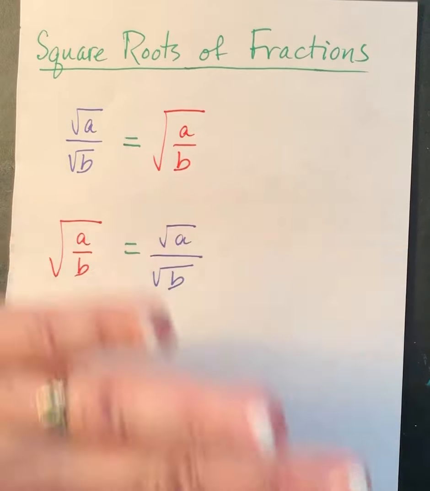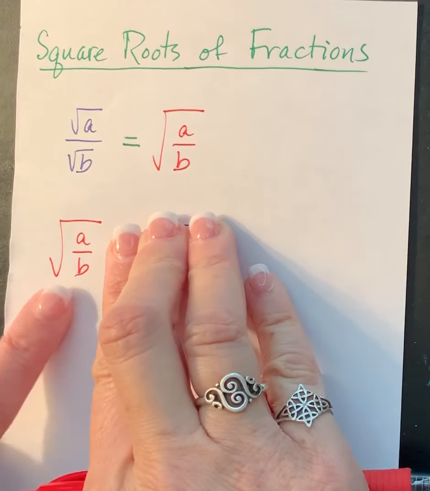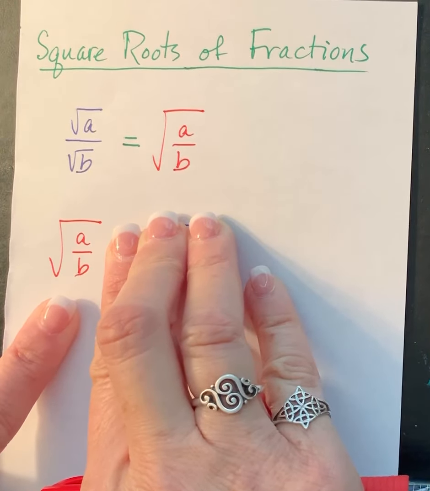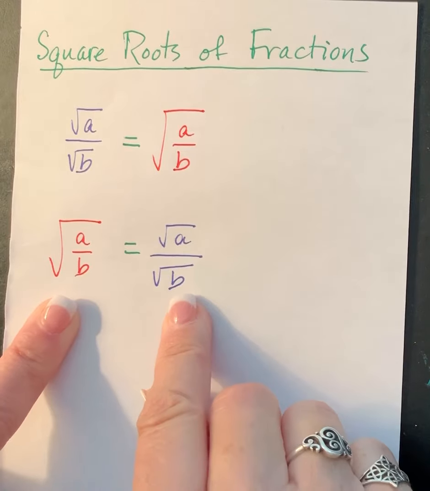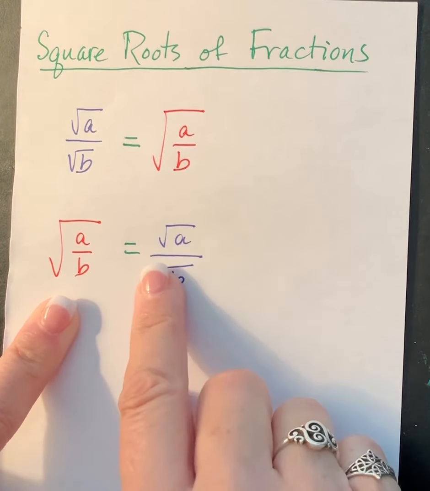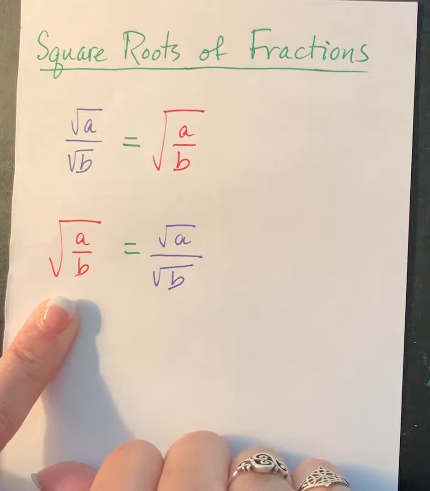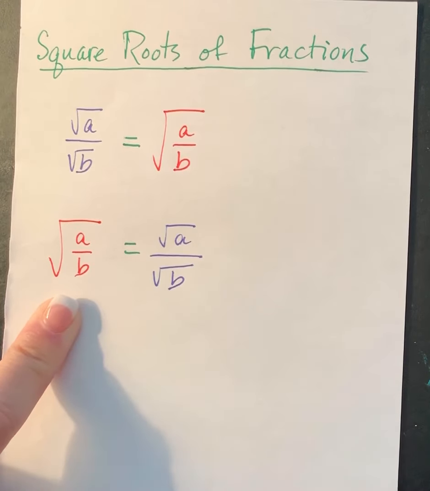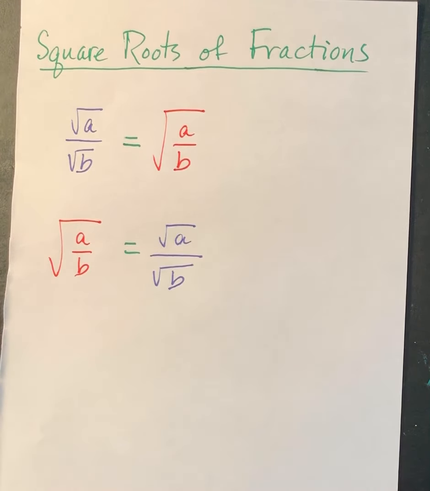Now, the reverse also works. If you have the square root of a quotient or a fraction, if you want to, you can break it apart and do the square root of the numerator divided by the square root of the denominator. It all depends on what the numbers are.